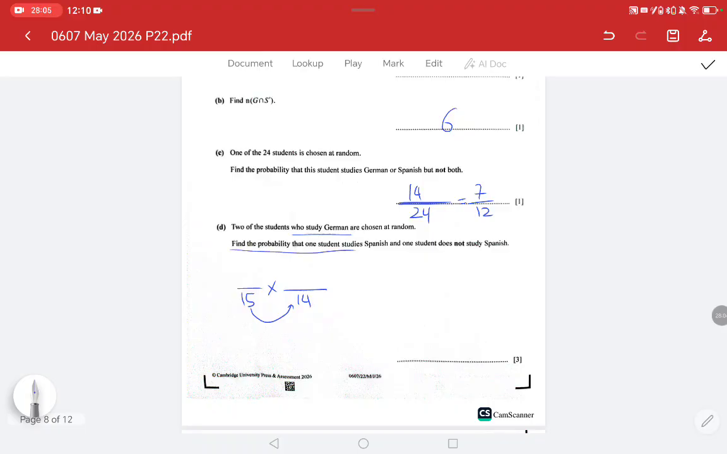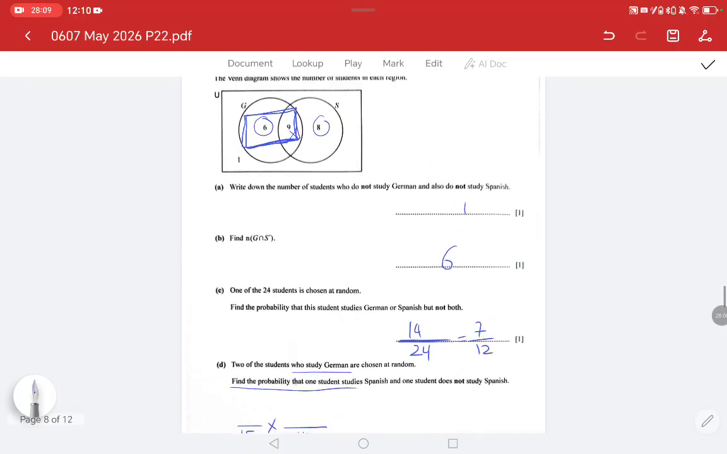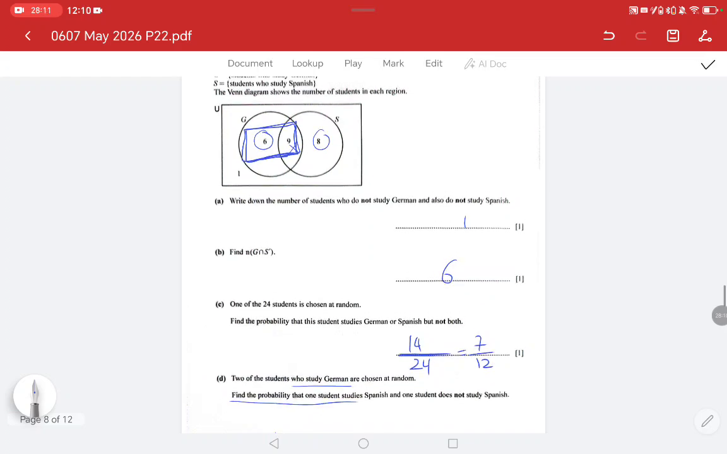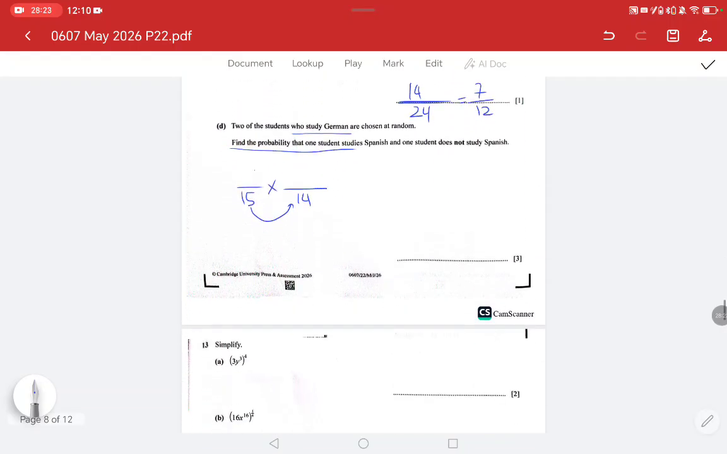Here they say find the probability that one student studies Spanish. So where is one student who studies Spanish? Spanish here is 9. We are talking about this one. You cannot take this 8. We are studying only this group. This is the mistake. So we have 9 for Spanish, and one student doesn't study Spanish. Doesn't study means, to complete this 15, it is 6.